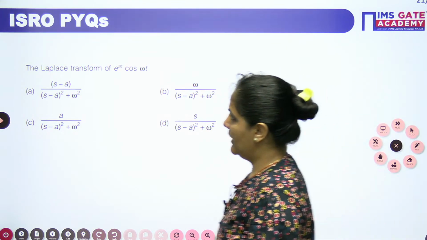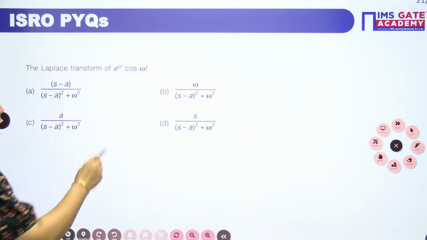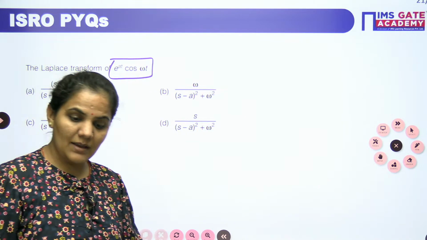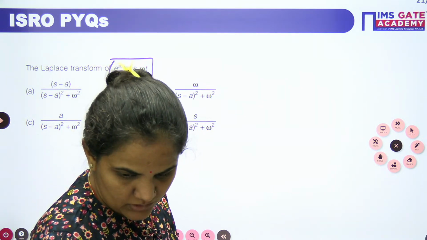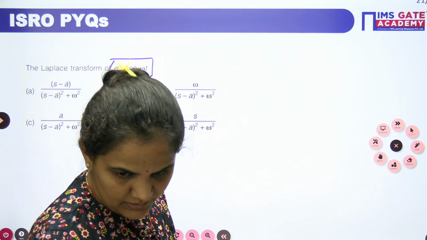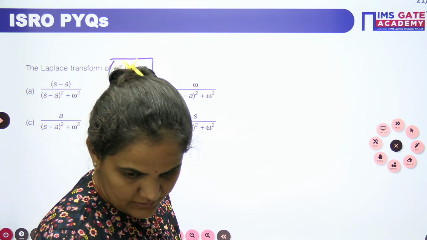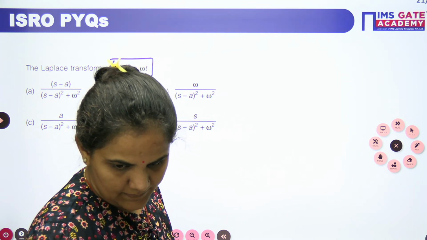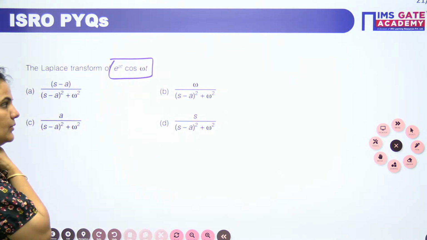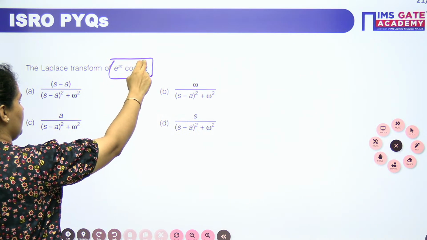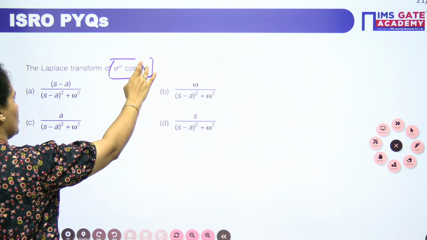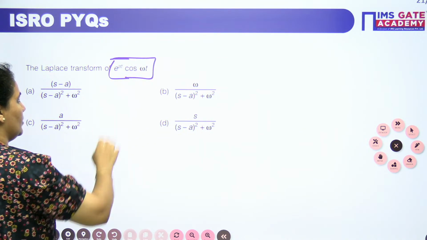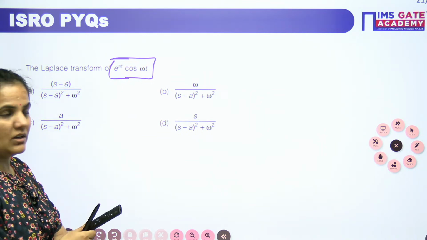Alright, so the basic question from Laplace transform: the Laplace transform of e to the power at cos omega t. It is the same kind of question, if you remember guys, that we approached in the last session also, where we had a few terms in place of omega and a, something like 2 cos 2t and e power at. The same question has been asked in civil also, and this question is from mechanical 2020.